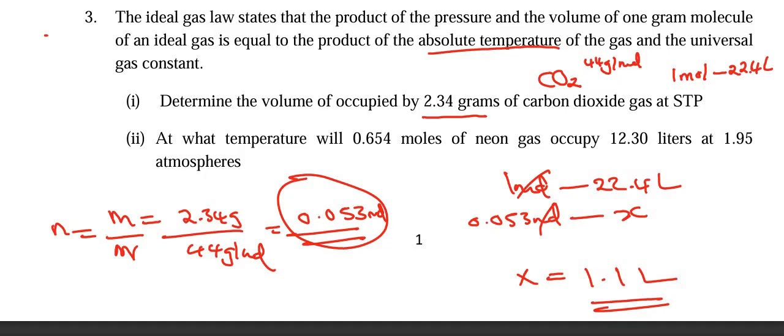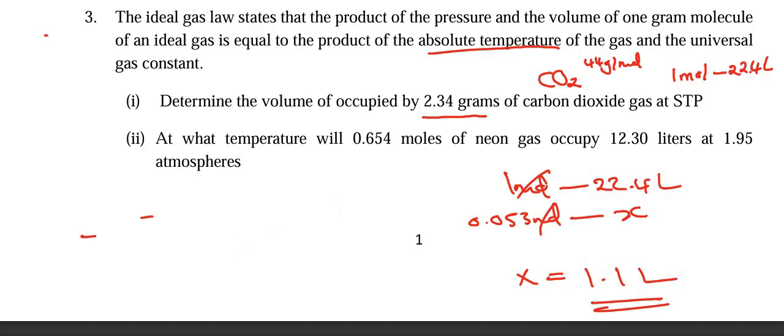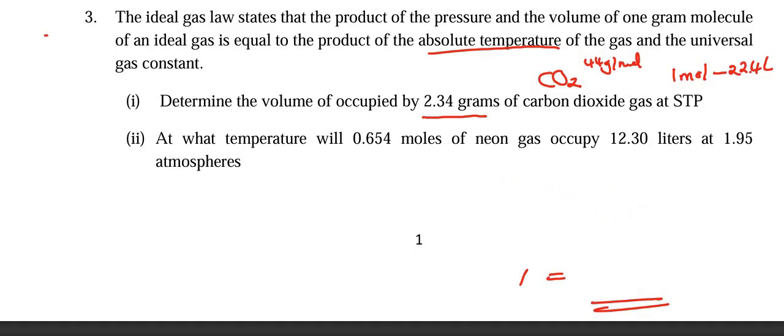Then the second question, they are saying, at what temperature will 0.654 moles of neon occupy 12.30 liters at 1.9 atmospheres? So here we are given enough information for us to get our temperature, and we know by the time we are done, our temperature has to be in kelvins. So this must be straightforward. The pressure has been given, the volume has been given, the number of moles has been given, the R we know. So just do the replacements.